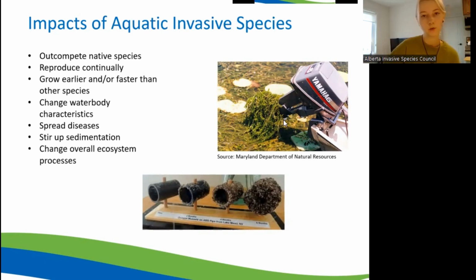This is an example here of aquatic plants and how they can easily outcompete other plants and crowd out water bodies. And here is an example of zebra mussels. They can cause substantial infrastructure damage, and they can attach to basically any surface to live on.